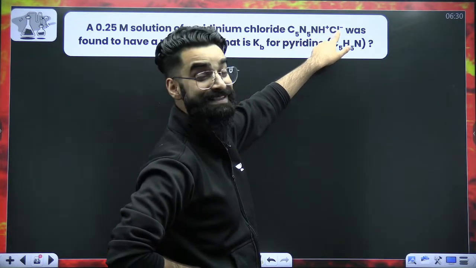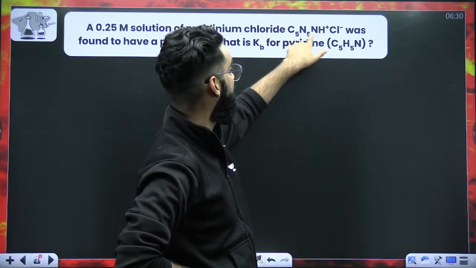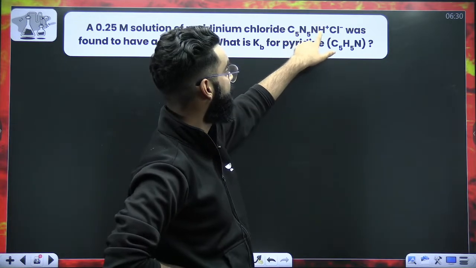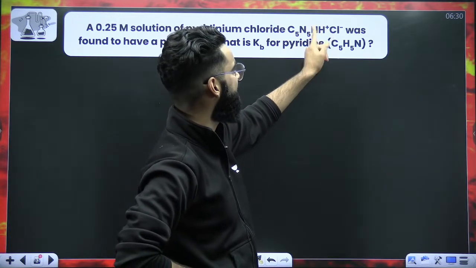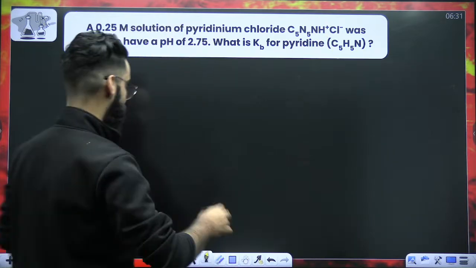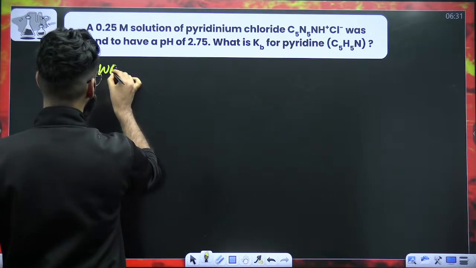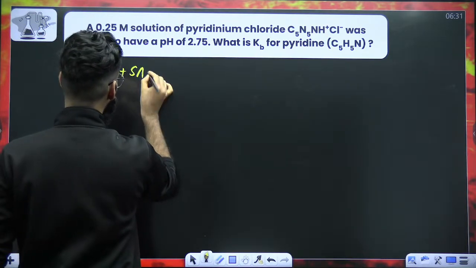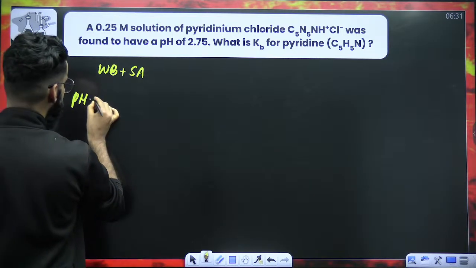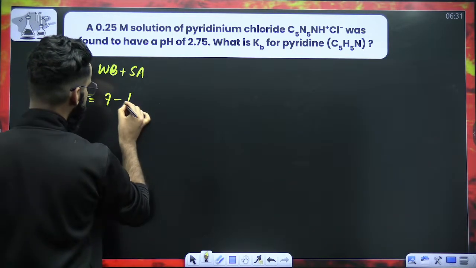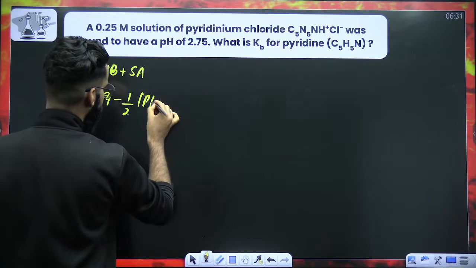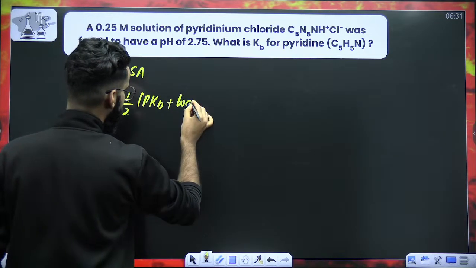Cl negative has come from HCl, strong acid. This has come from pyridine, which is a weak base. So it is a salt of weak base and strong acid. How do you calculate its pH? It's going to be 7 minus half of pKb plus log of C.